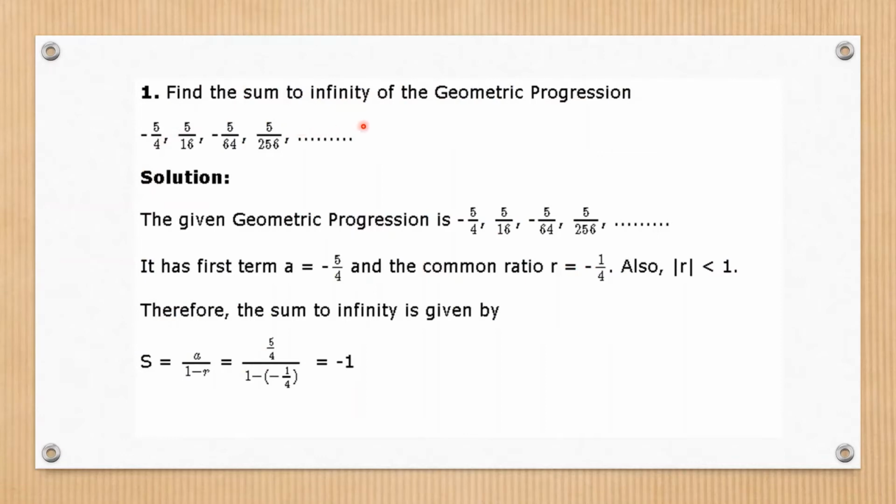Find the sum to infinity of the geometric progression minus 5 by 4, 5 by 16, minus 5 by 64, 5 by 256 and so on. Again, it's an infinite GP. First term is minus 5 by 4. Common ratio is minus 1 by 4. Again, r is less than 1. So s infinity, or s, we can write as a upon 1 minus r, and after placing the values we get the value as minus 1.